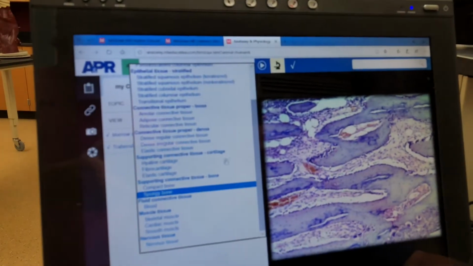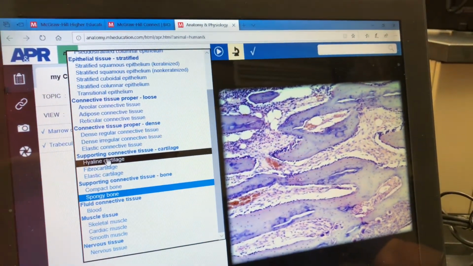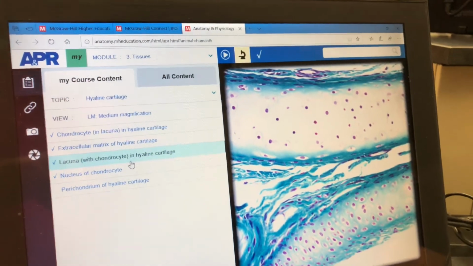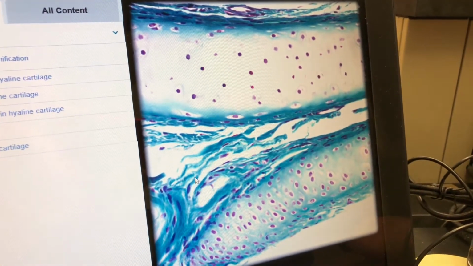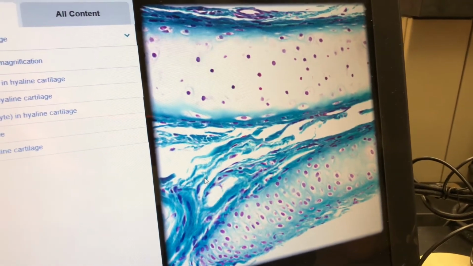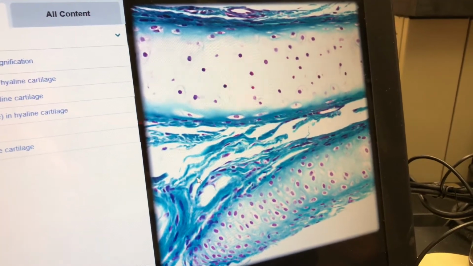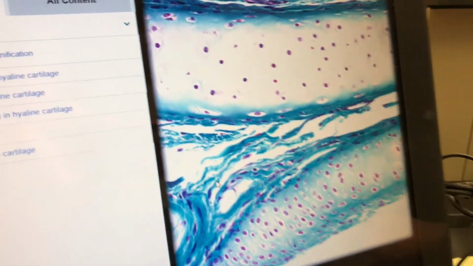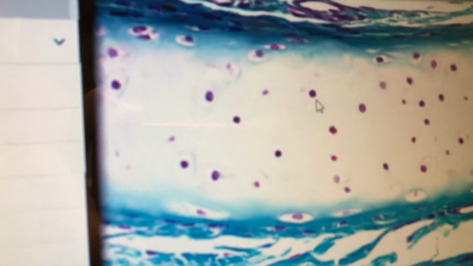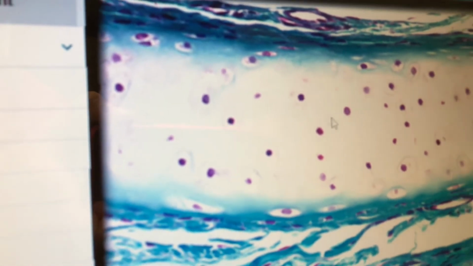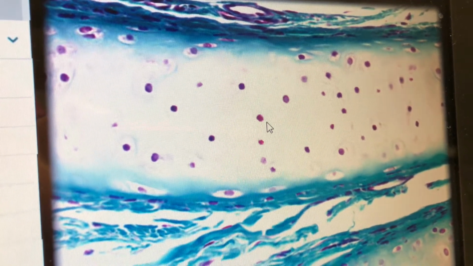So we're going to first look at hyaline cartilage. And here's hyaline cartilage right here. Now, if we look at the bold terms right after they identify the chondrocytes. Chondrocytes, quite simply, folks, are cartilage cells. So here's a chondrocyte right here, and another, and another.